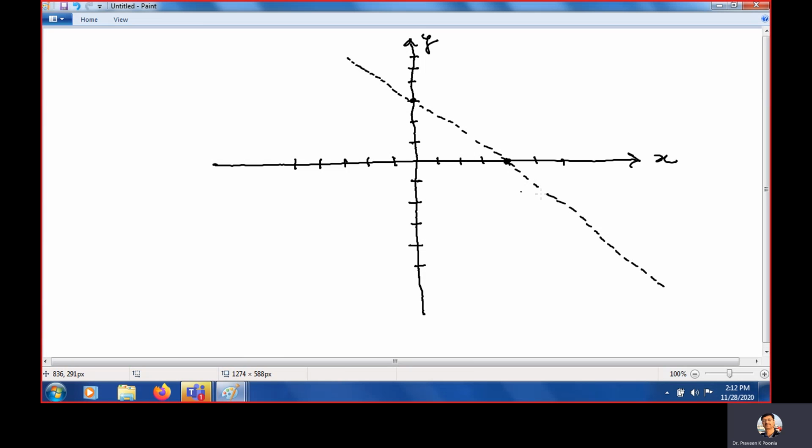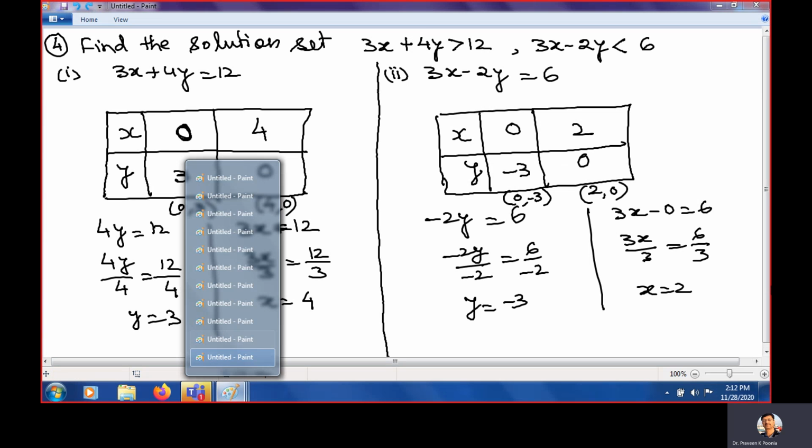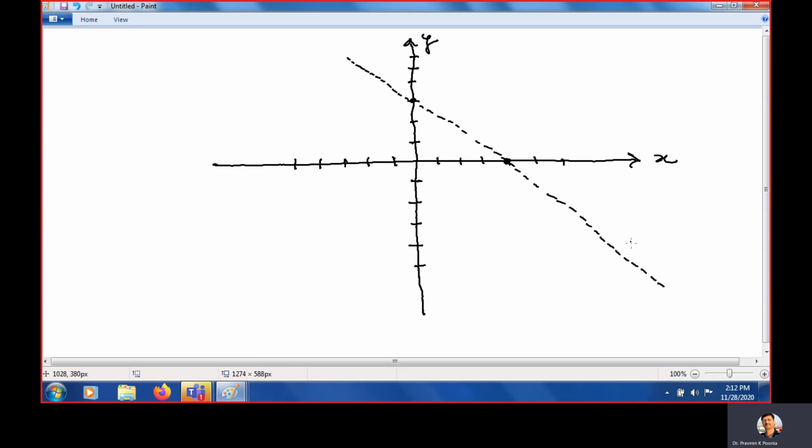What is this equation? This equation is 3x plus 4y greater than 12. Okay, so what is the next step? Put x is 0 and y is 0. So it is 0 plus 0 greater than 12. 0 greater than 12. No, this is wrong. It is false.